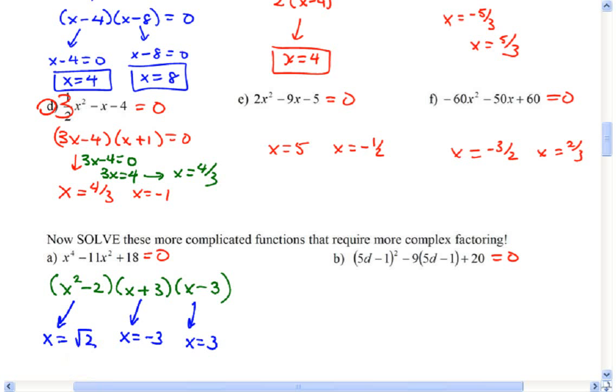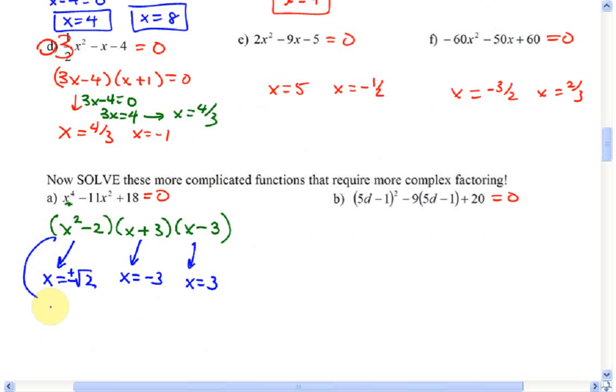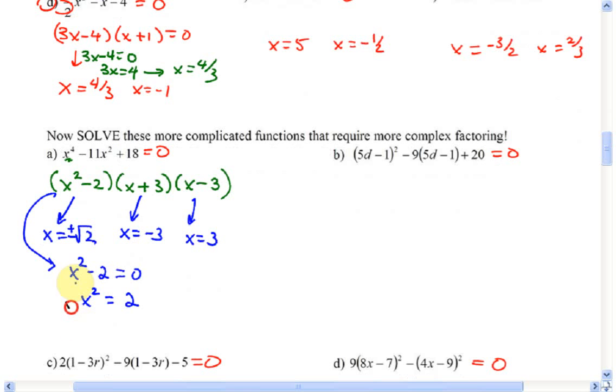Plus or minus. It says x to the power 4, so we should expect 4 answers. Why is there a plus minus? Remember, when you are making this equal to 0, you are solving x squared equals 2. And when you take the square root on both sides, don't forget the plus or minus. Okay?